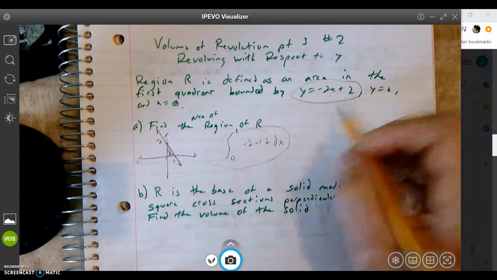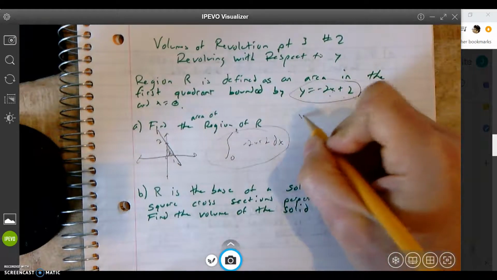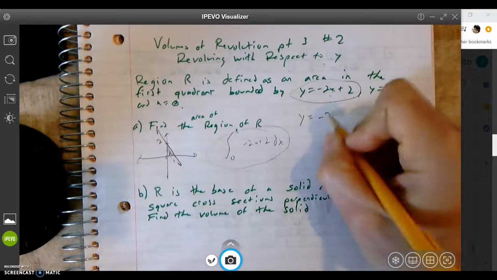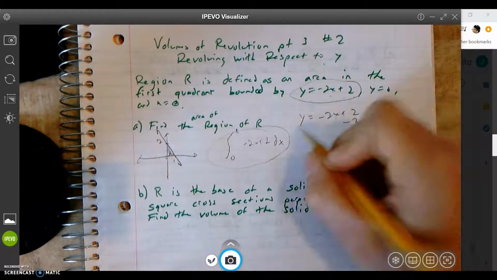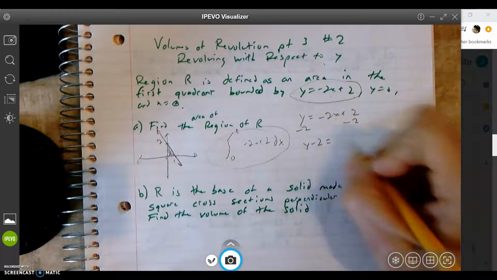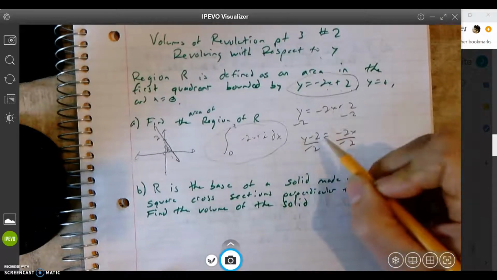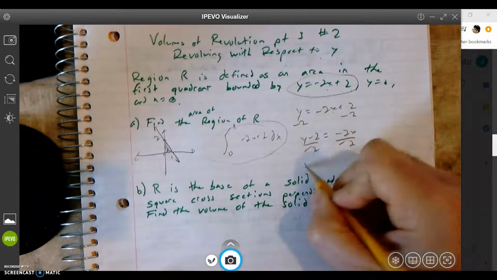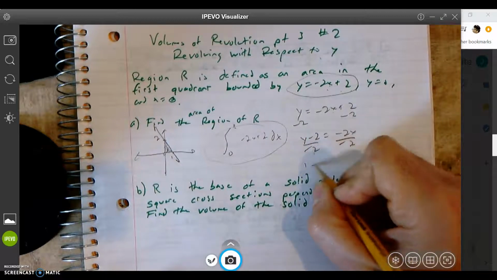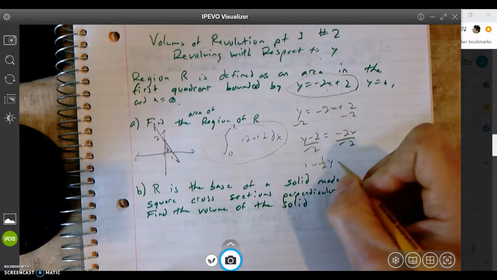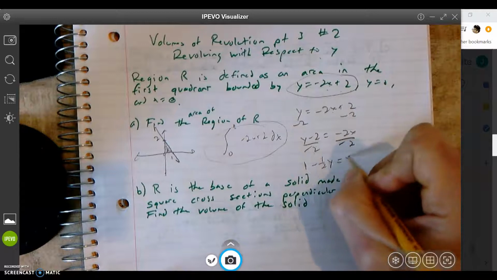Got it. Now, what if we want to do this in terms of y? Well, in terms of y, which is what we're doing today, y equals negative 2x plus 2. So all I'm going to do is solve for x to get my inverse. So minus 2: y minus 2 equals negative 2x, divided by negative 2. Negative divided by negative is positive 1. And this is y divided by negative 2, which is negative 1/2 y, you could say. So 1 minus 1/2 y equals x.